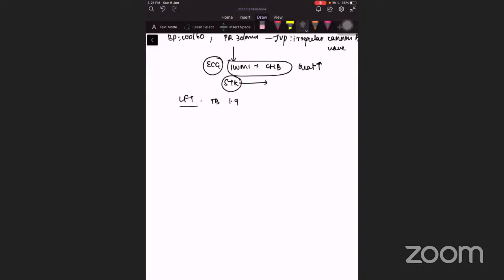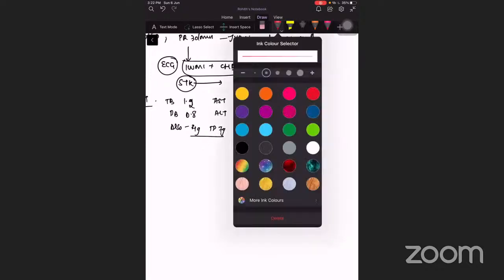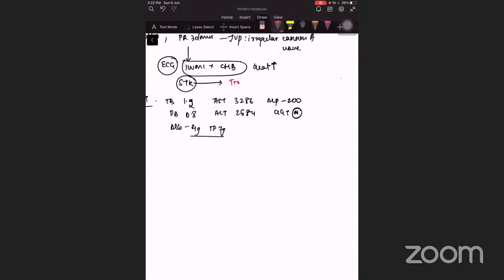Total bilirubin 1.9, direct bilirubin 0.8, AST level 3286, ALT level 2684. Then we also had an ALP mildly elevated at 200, GGT normal, albumin fairly good at 4 grams, total protein 7 grams. So what do you think is happening in this patient? The other significant finding is that troponin was more than 50,000.